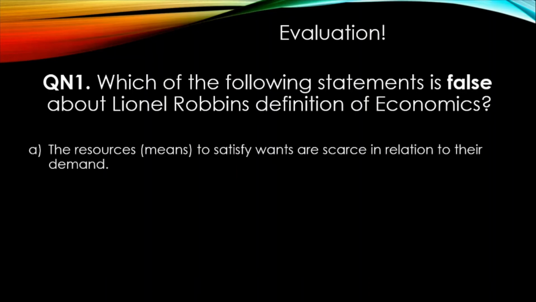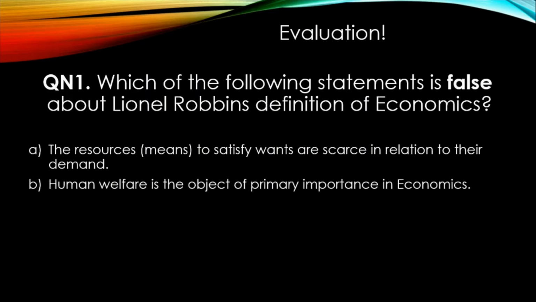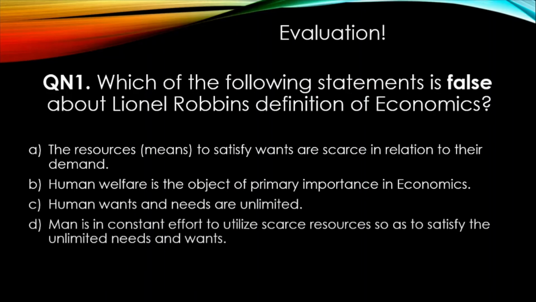A. The resources or means to satisfy wants are scarce in relation to their demand. B. Human welfare is the object of primary importance in economics. C. Human wants and needs are unlimited. And D. Man is in constant effort to utilize scarce resources so as to satisfy the unlimited needs and wants. Now just pause the video, take your time and go through all those options. When you get the right option, write it down and then compare with our answer.